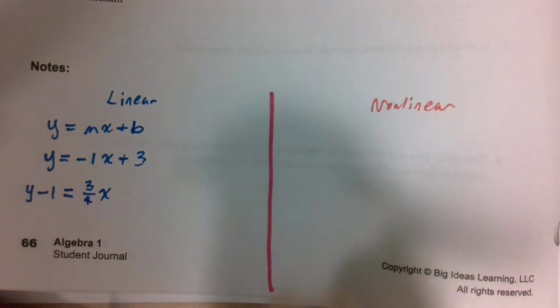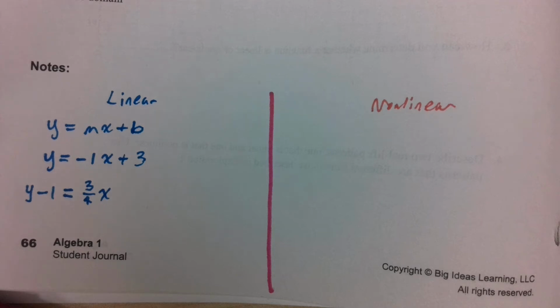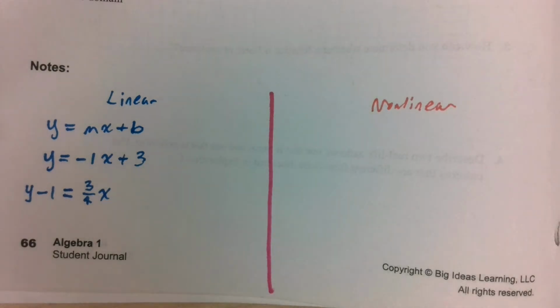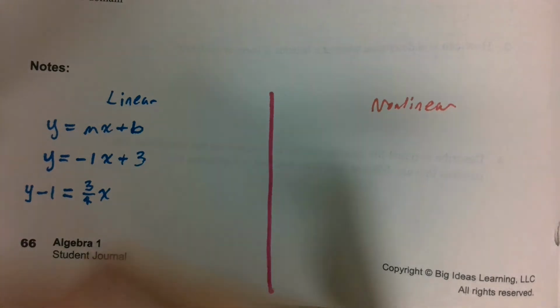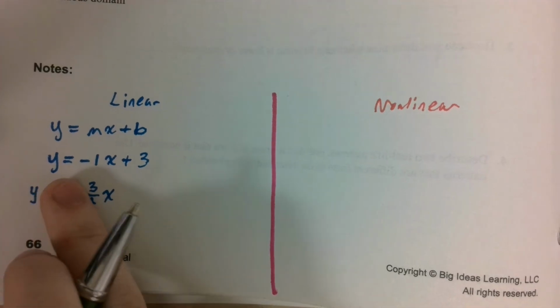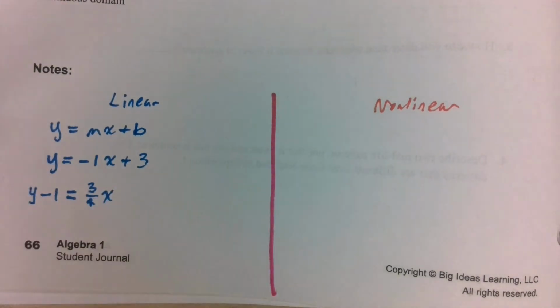What about something like this? y minus 1 equals 3/4 x. This one's a little bit trickier to see, but it can still be rewritten into that y equals mx plus b form. All we would need to do is add 1 to both sides, and you'd end up with y equals 3/4 x plus 1.